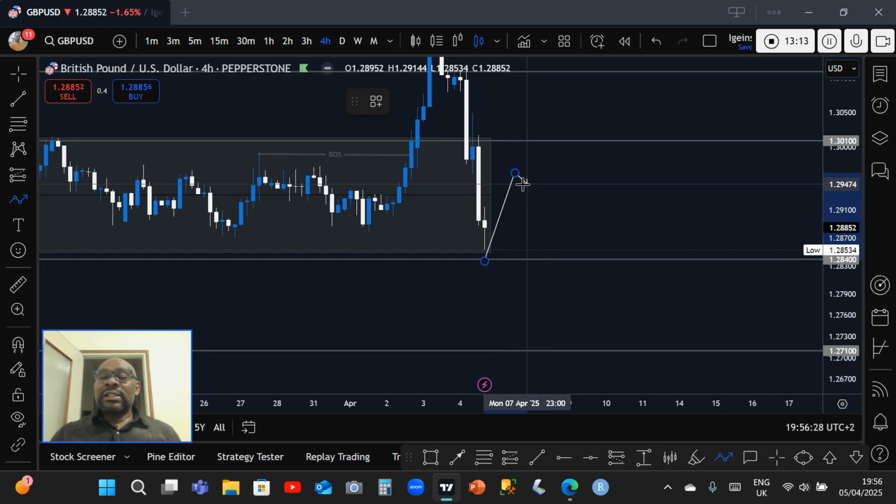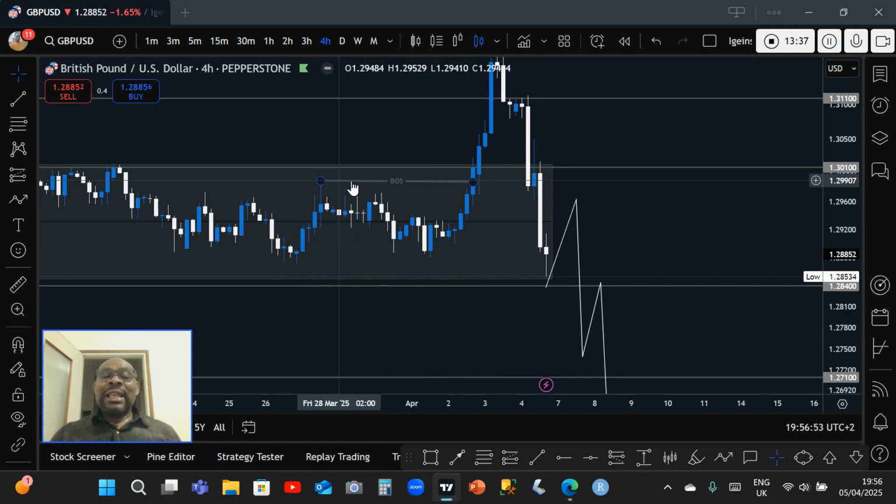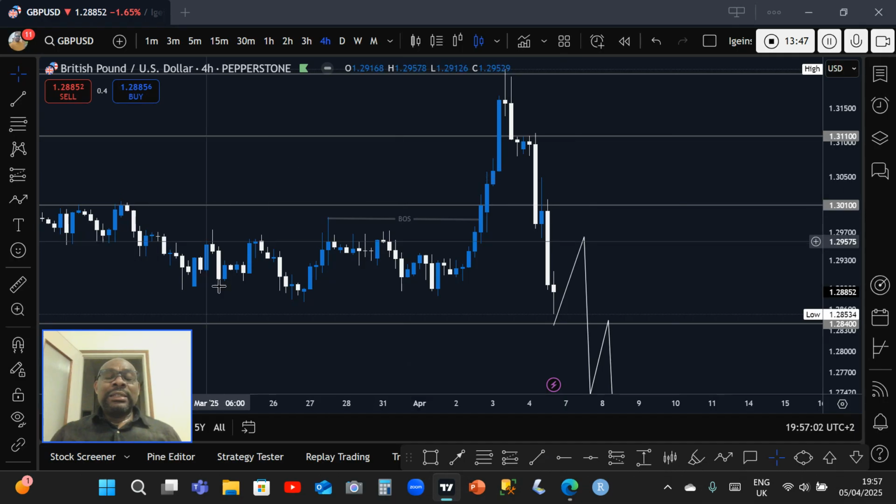If it founds a resistance, now price will come and push this place. Once it breaks this support, all right, if it breaks this support, then come retest it, then we are fully bearish. Because this place is the last break of structure that we experience, and here is a range.